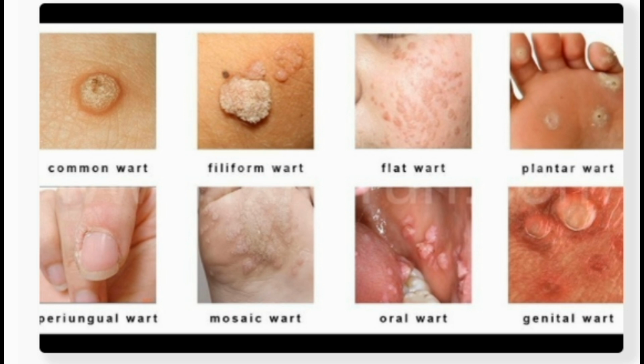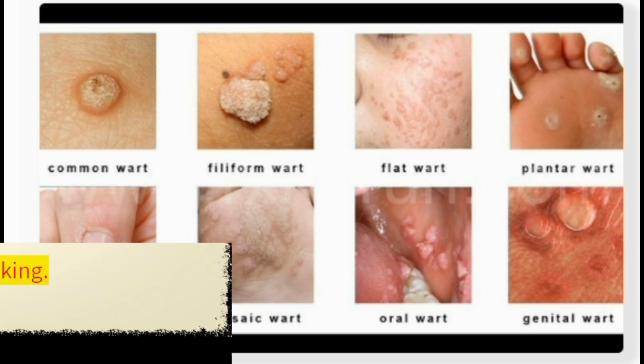Genitals. Warts that form on the penis, vagina, or rectum are called genital warts. These warts are a type of sexually transmitted infection. You get genital warts through sexual contact with an infected person. Periungual and subungual warts form under or around fingernails and toenails.